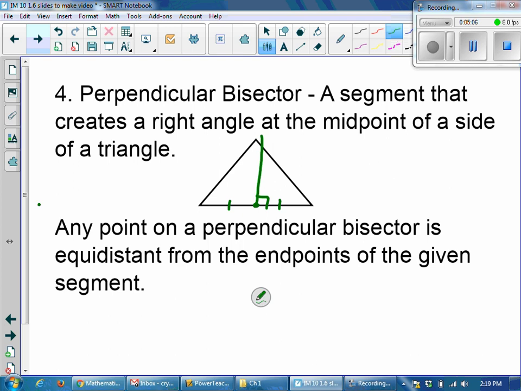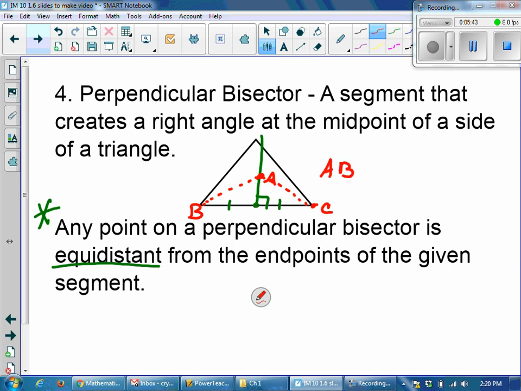There's a property here that's important that you want to list in your vocab sheet. The property says that any point on a perpendicular bisector is equidistant from the endpoints of that segment. Equidistant means the same distance away. So if I put a point right here, we'll call it A, on this perpendicular bisector, I know that the distance from A over here to point B is the same as the distance from A over here to point C. So any point I could have drawn would have that same property.